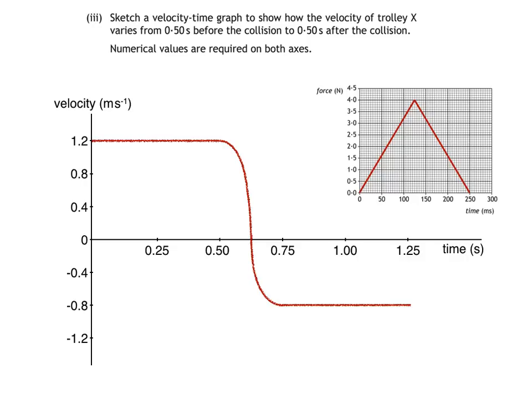Now, if you're on the ball, then you'll remember that we were told that the force sensor actually measures the force acting on trolley Y. From Newton's third law, however, the force acting on trolley X would be exactly the same, although in the opposite direction. And that, I'm afraid, is the end of our video. A tricky one, which you might want to watch more than once.